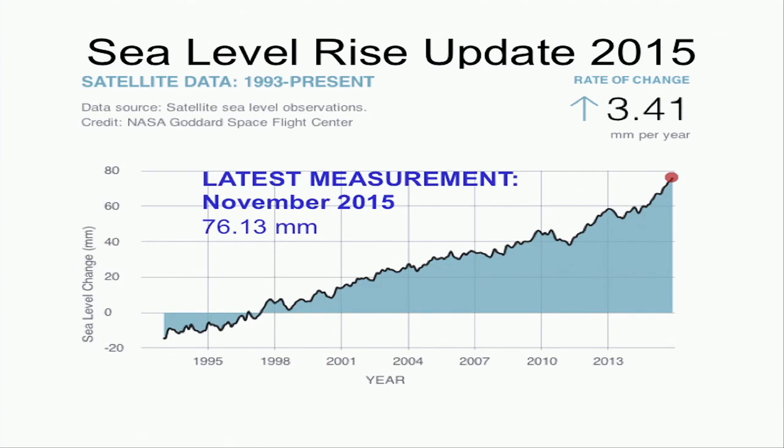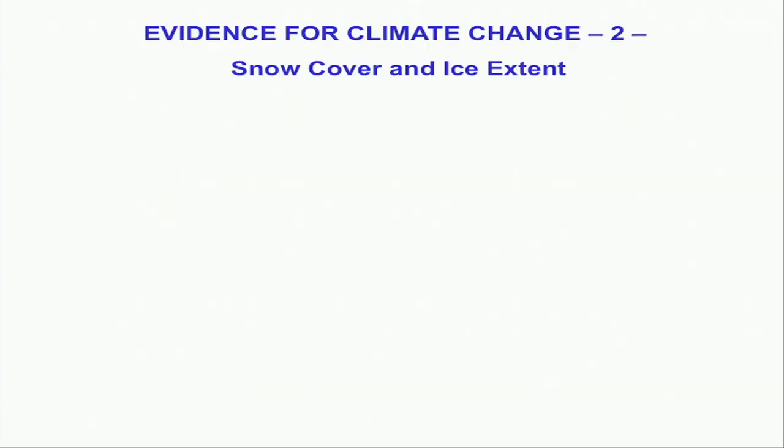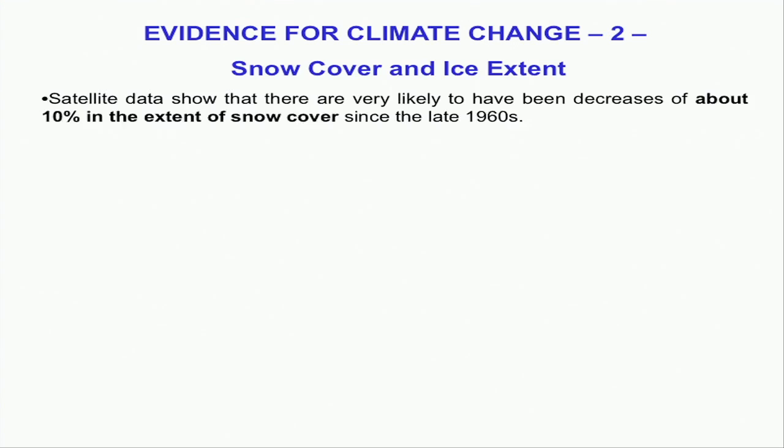In fact, the measurements in the end of 2015 suggested that the change was about 76 millimetres in total since 1993. Okay, snow cover and ice extent. Well, again, satellite data show that there are very likely, again in the words of the IPCC, to have been a decrease of about 10% in the extent of snow cover since 1960s.